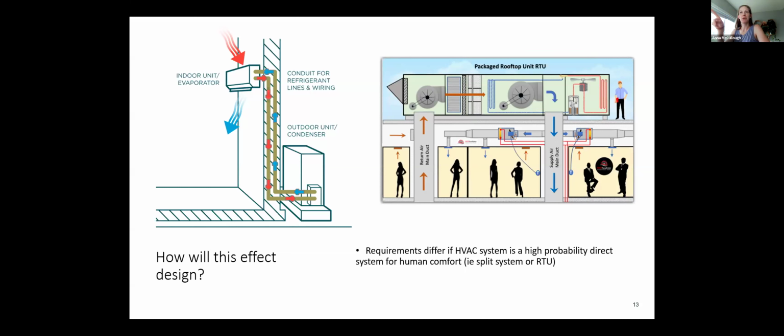So we have two examples here. We have a split system where the coil is directly in the space. And then we have the example of a packaged rooftop unit. This is a ducted system. And so if, for example, this coil with all the refrigerant in it leaks, we would have the potential for that refrigerant to be supplied through the ductwork into the space where all these people are.